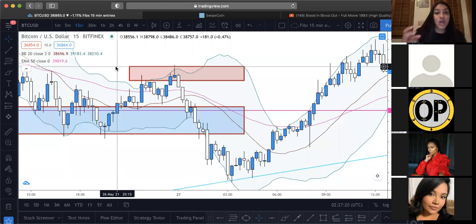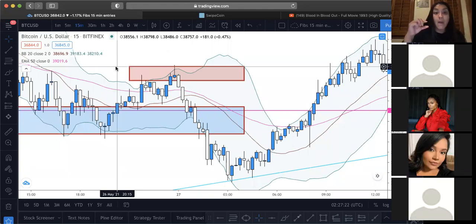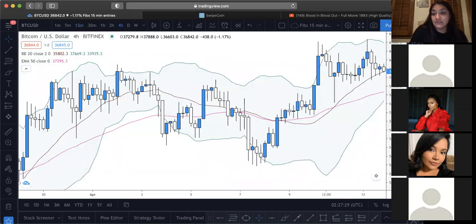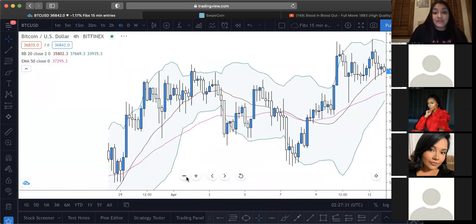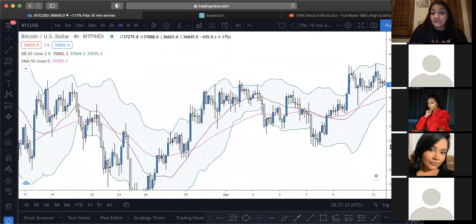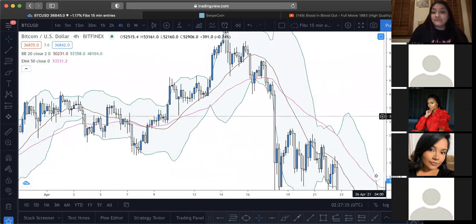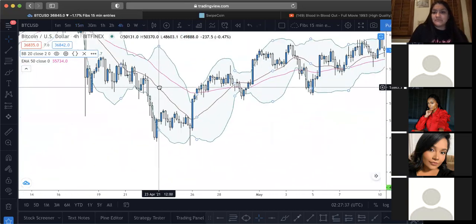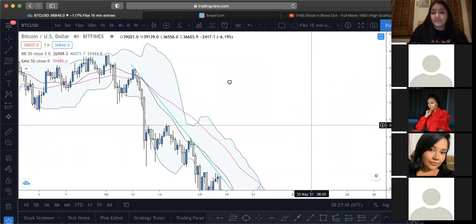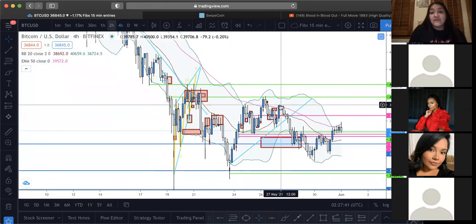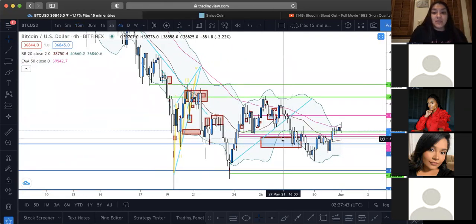If I have an area, a block marked up on the bigger time frame, let's say on the 4-hour, let's go to the 4-hour just so I can show you guys. So if we have this marked up, and I know I had one marked up somewhere over here. Where are we? There we go. So if I have something like this marked up, right?